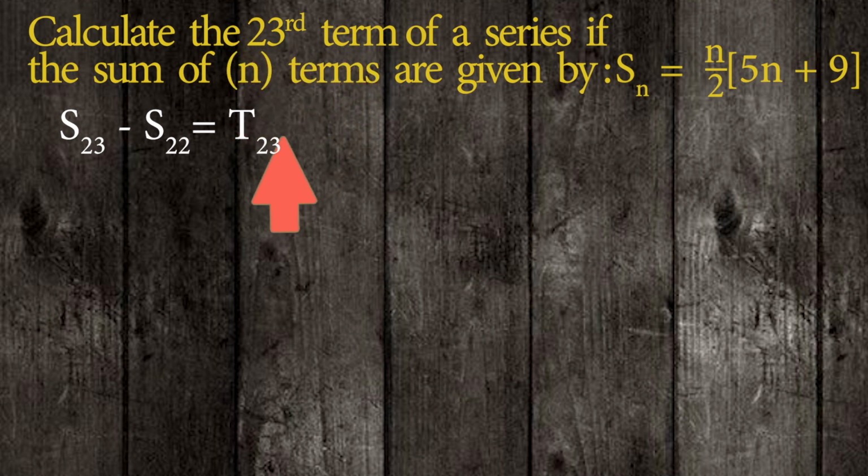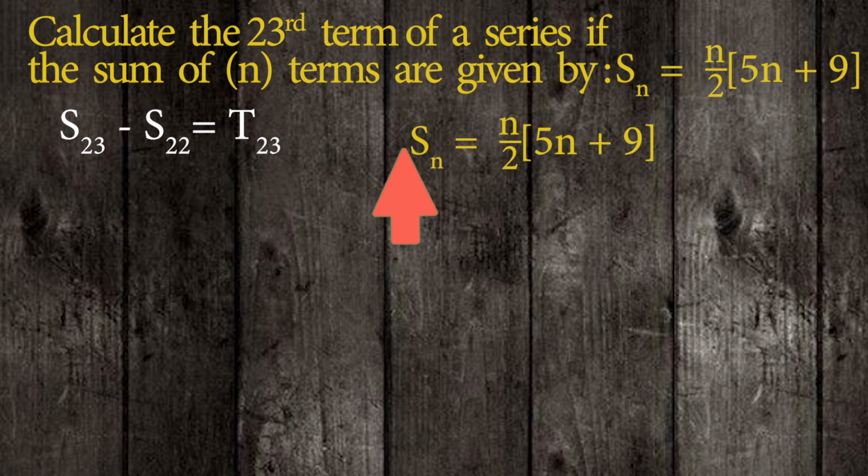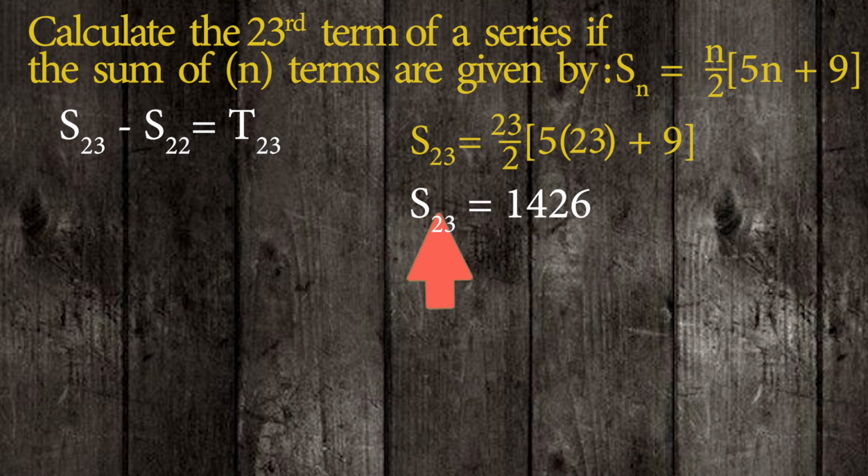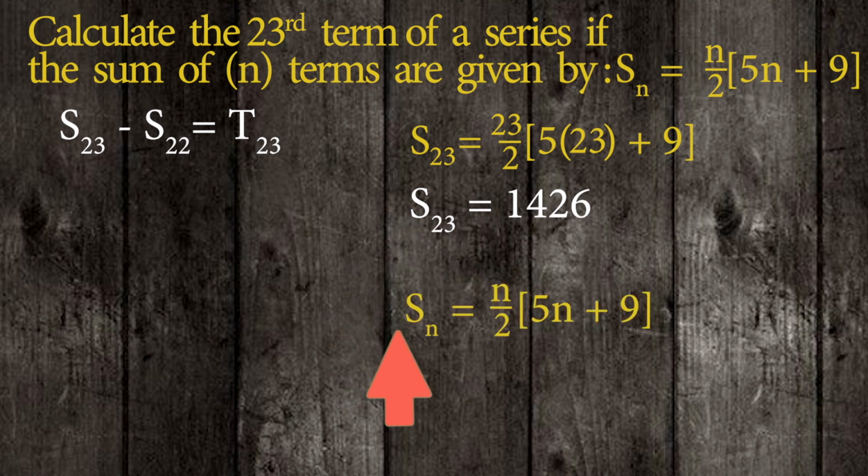Now, the only problem is we want to know what is the sum of 23 terms and we want to know what's the sum of 22 terms. But that won't be too hard because the sum formula is given to us. So we make use of it and then in the place of n, we simply put 23 to find the sum of 23 terms. And there it is. So let's do the calculation and the sum of 23 terms is equal to 1426.